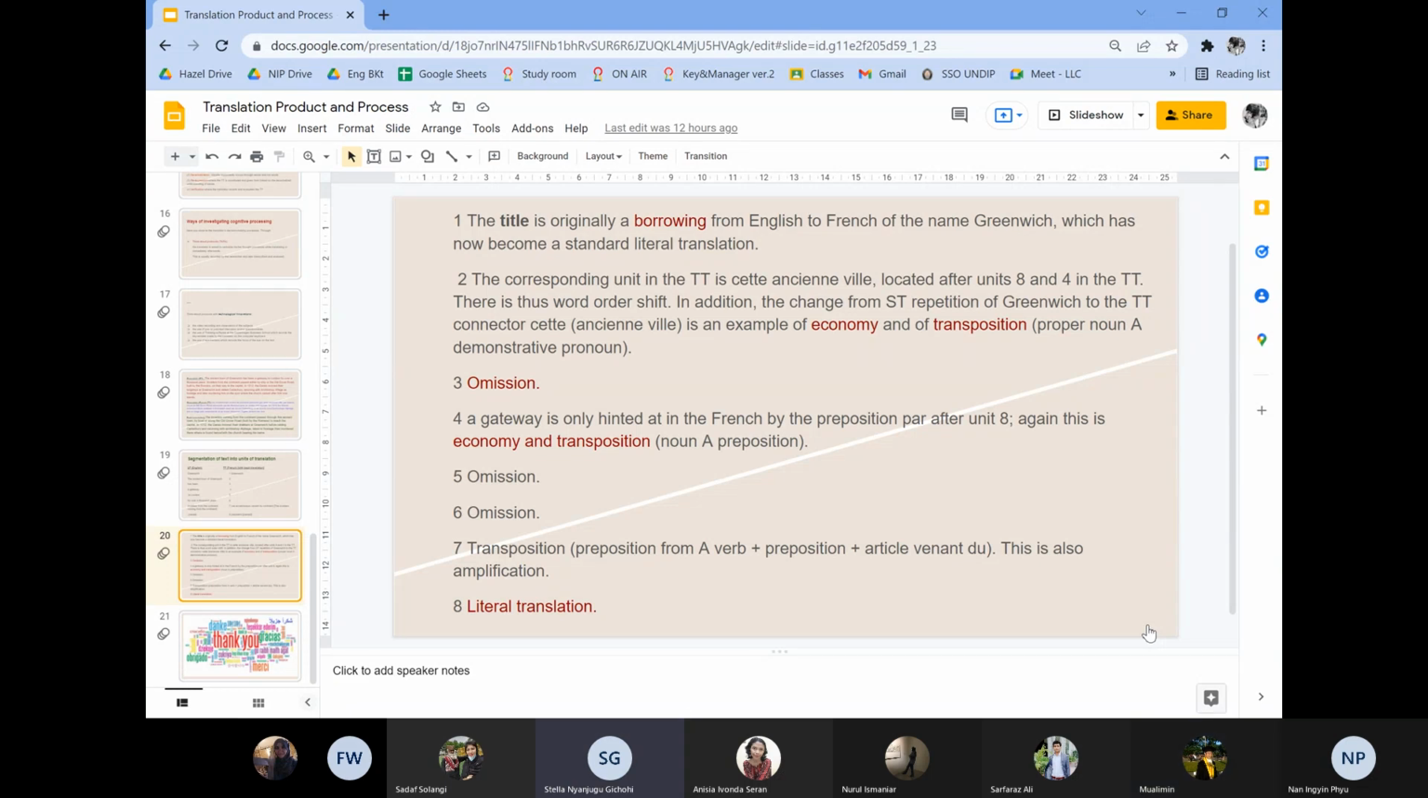We don't find that word in the target text that was in the source text. Number 4, we have a process economy and transposition. Number 5 is omission. We can't find it. Number 6 is omission. And of concern is number 8.